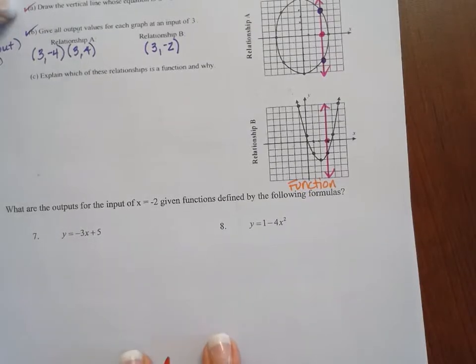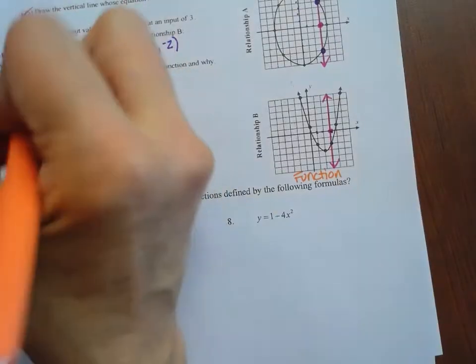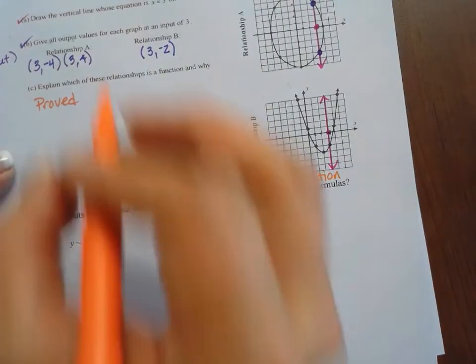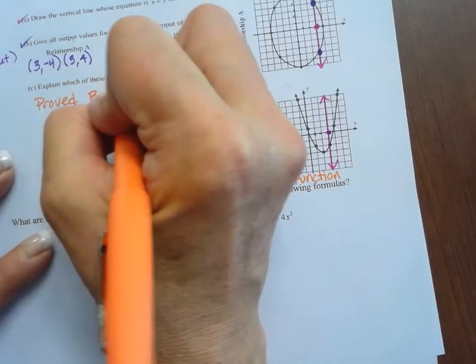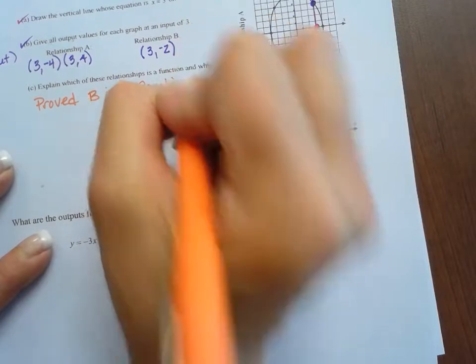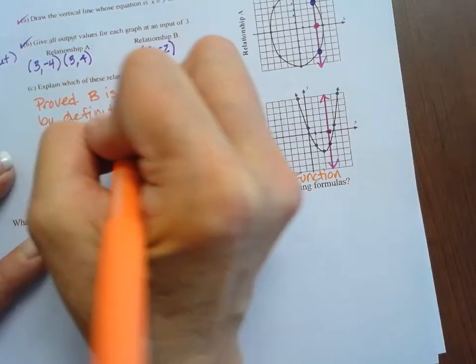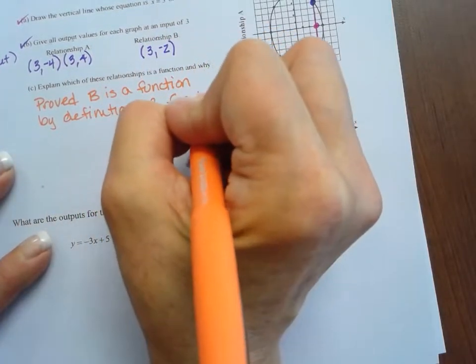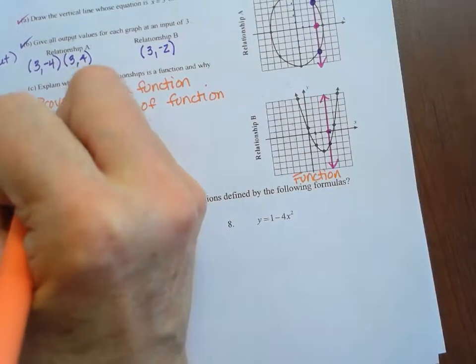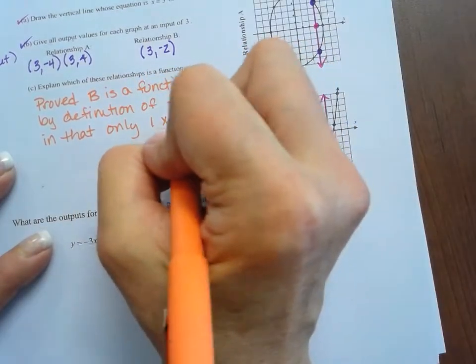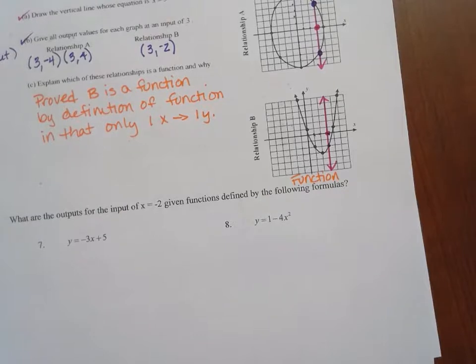But you know, what did we just do in A and B? We proved. We just did a proof. That's why you got to learn how to do them to follow the logic. Okay? We proved that B is a function by the definition of a function. And that's only one x can go to one y. See, proofs aren't horrible.